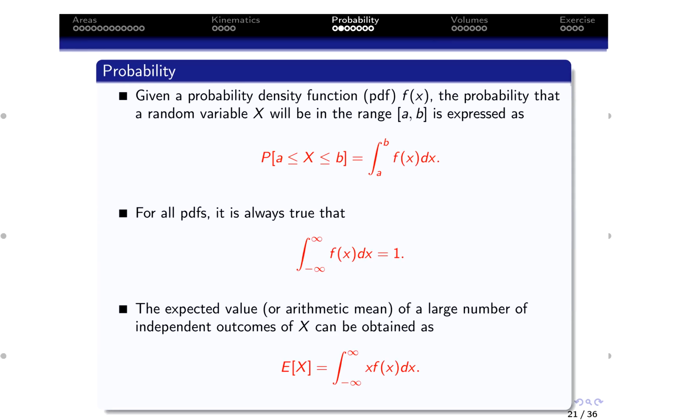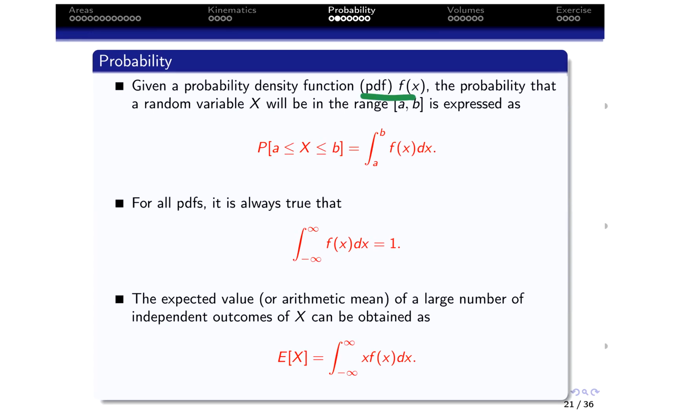So let's look at this. Given the probability density function, PDF, f of x, the probability that a random variable x will be in the closed range AB is expressed as the probability that x lies between A and B, and that is equal to the integral of f of x from A to B dx. So integral of f of x dx within the range A to B.